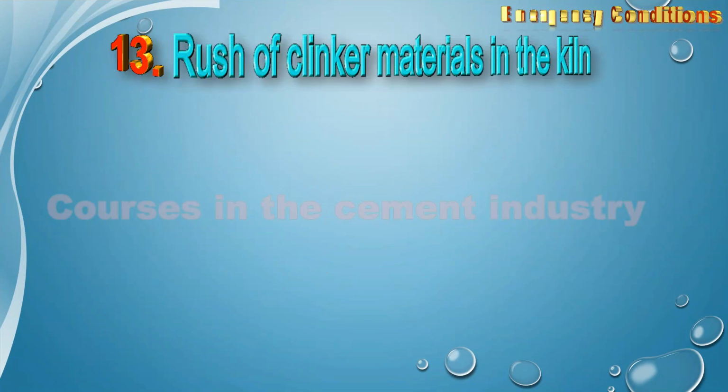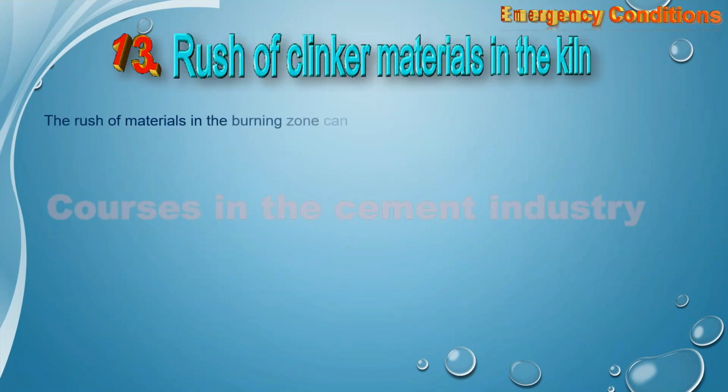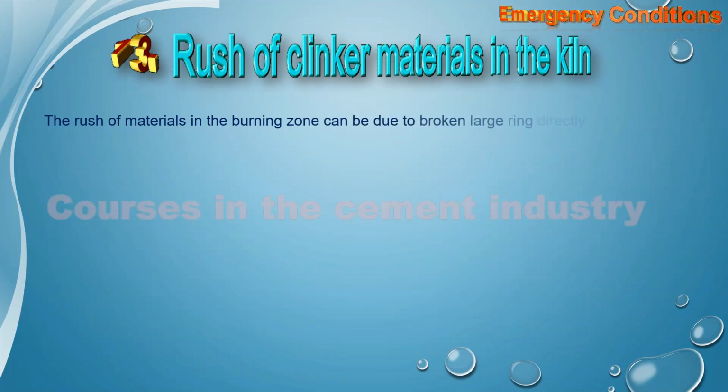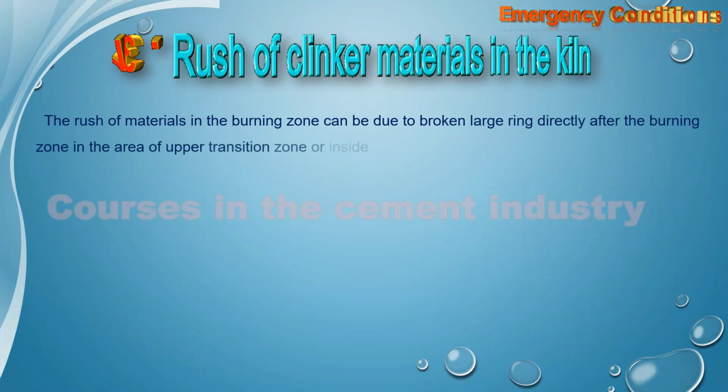13. Rush of clinker materials in the kiln. The rush of materials in the burning zone can be due to a broken large ring directly after the burning zone, in the area of the upper transition zone, or inside the kiln in the calcining zone.